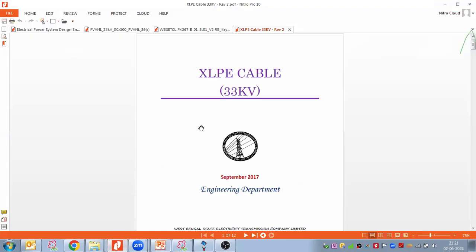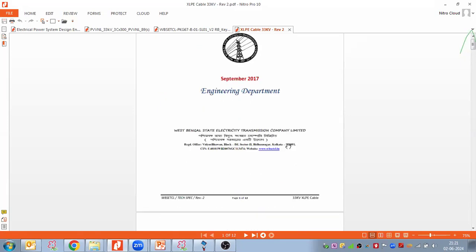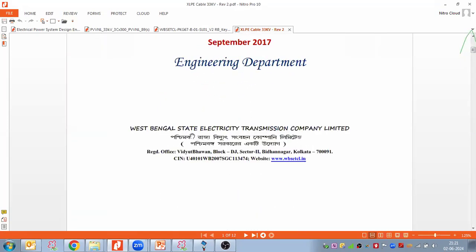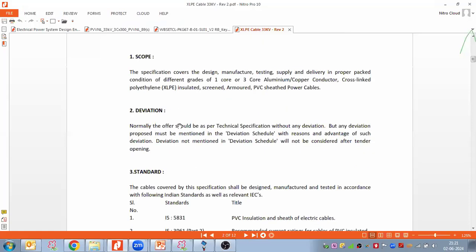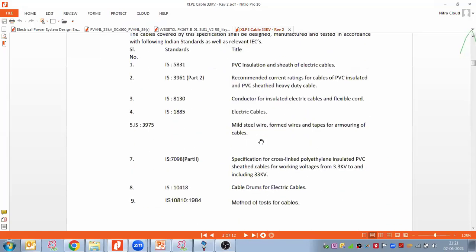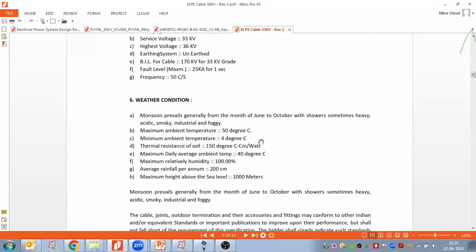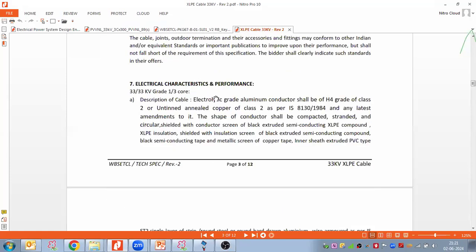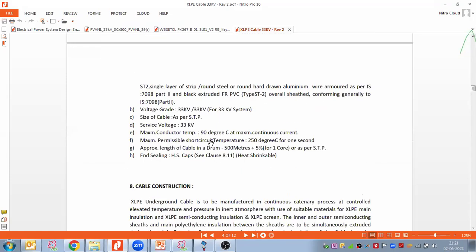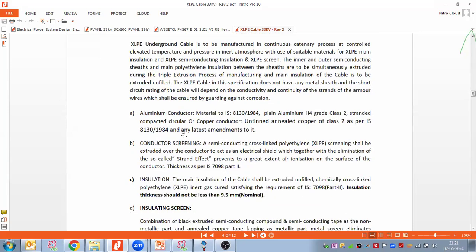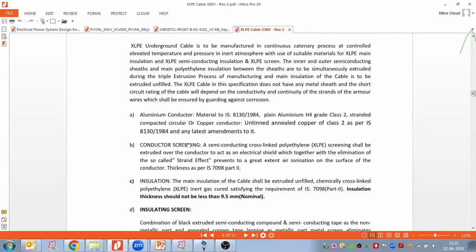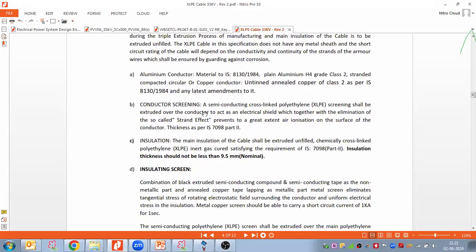I have opened one cable technical specification. This is for XLPE cable, 33 kilovolt, from West Bengal State Electricity, which is also a utility company. Let us see what they are asking for in the cable, the electrical characteristics and performance, this cable construction that we are discussing. So aluminum conductor screening they are asking for. A semiconductor screening, this shall be extruded, okay, then fine.